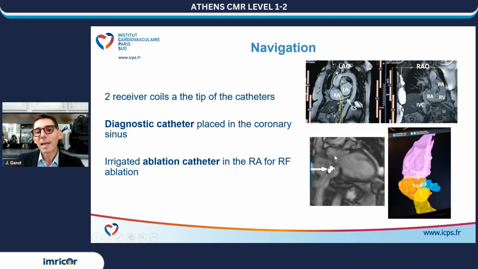And there is one diagnostic catheter that you can place here in the coronary sinus. Typically, we save 2 types of orientation of locations: the LAO here on the isthmus and the coronary sinus, and the RAO here, where you can nicely depict the inferior vena cava, right atrium, right ventricle, and PA. So the diagnostic catheter is positioned here in the CS, and then the ablation catheter can be navigated in the right atrium for the ablation itself.